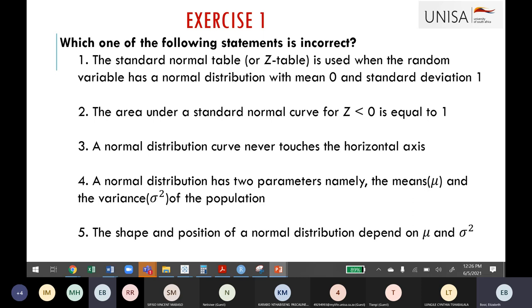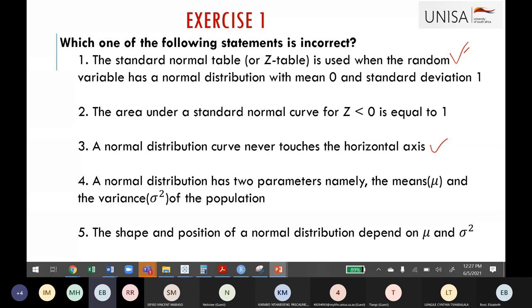So number one says, we're looking for the incorrect statement. The standard normal table or Z table is used when the random variable has a normal distribution with a mean of 0 and a standard deviation of 1. Is that true or false? True. That is correct. The area under a standard, okay, I'll come back to that one. Let's go to number three. A normal distribution curve never touches the horizontal axis. True. That is correct.